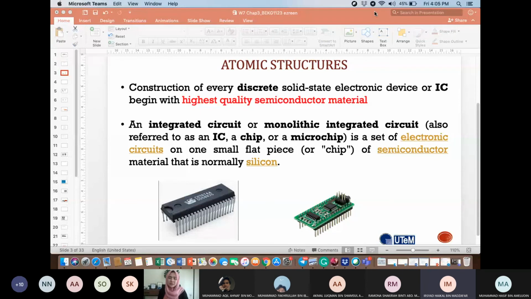Actually, chapter 1 pun ada relation dengan chapter 3 juga kan. Kalau ingatlah, conductor, insulator, material, that one is also in chapter 1. But mainly it is chapter 2 and chapter 3.